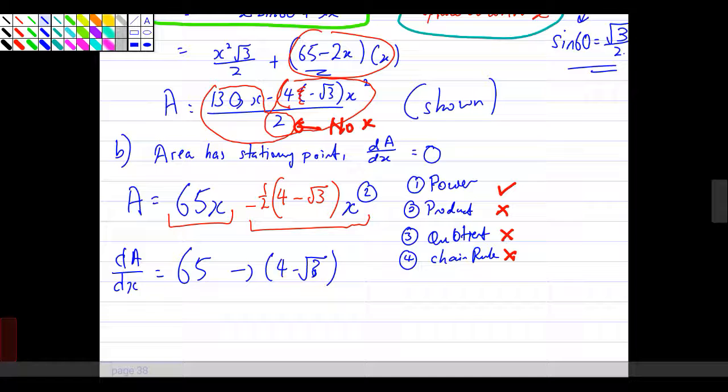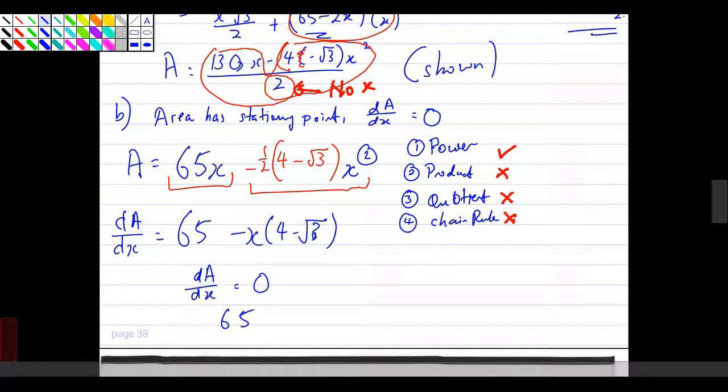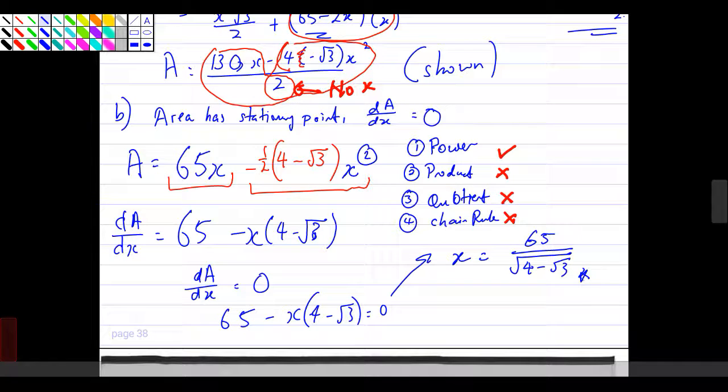Now tell me, 65, that's x. dA/dx is 0. Find the value of x. So you see, again, very straightforward. dA/dx is 0. Then you will just put down this. Then 4 marks already. This is 4 marks. Easy?